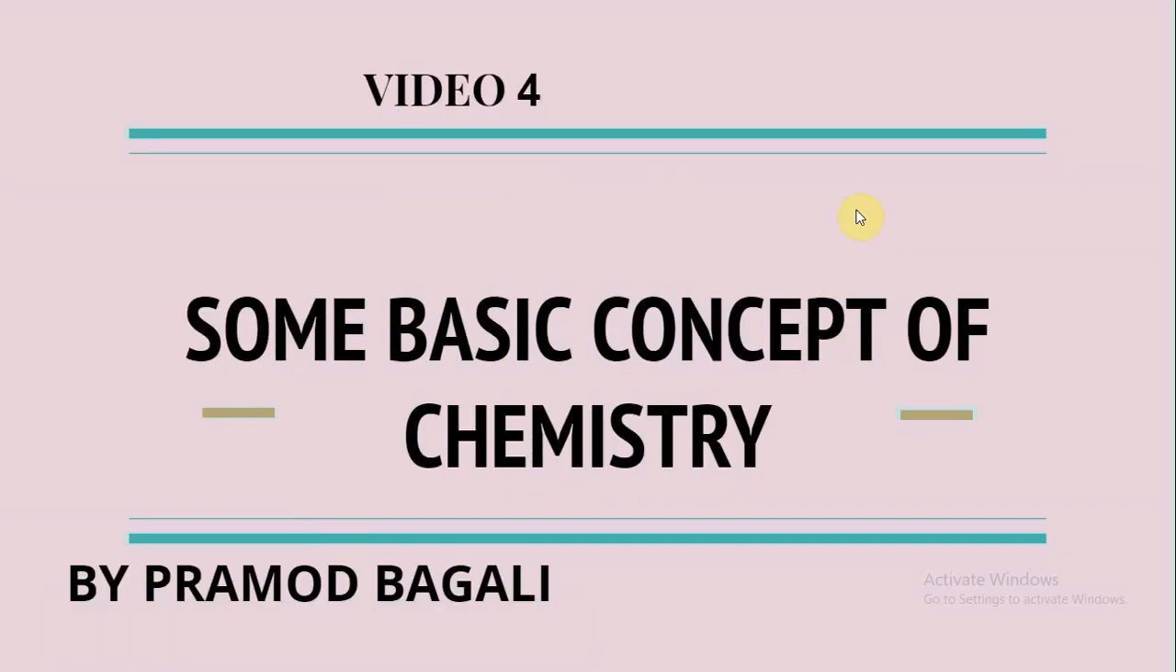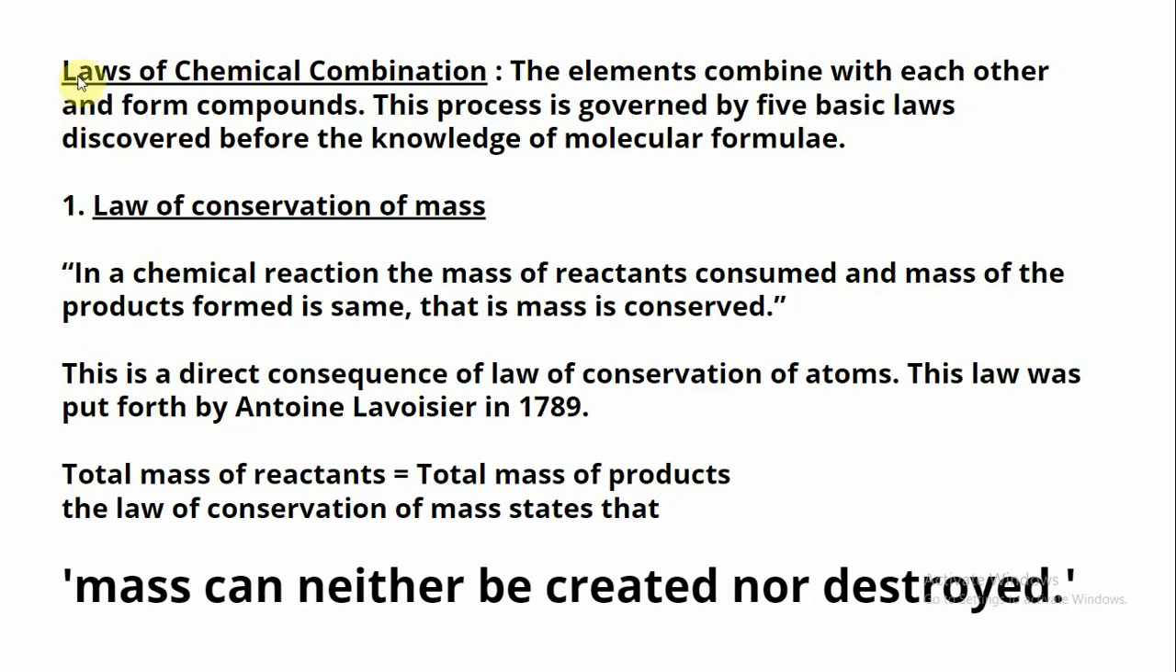So we have studied some basic concepts of chemistry in this chapter, over some videos. Now this video is video 4. We are now studying the laws of chemical combination. What is chemical combination and what are its laws? The total laws are 5. This is considered the main law which can be asked in exams.